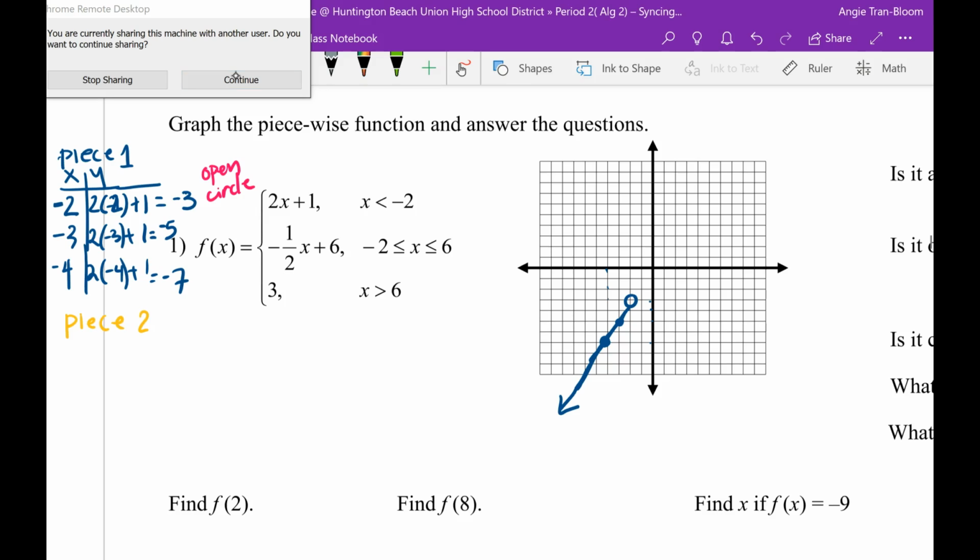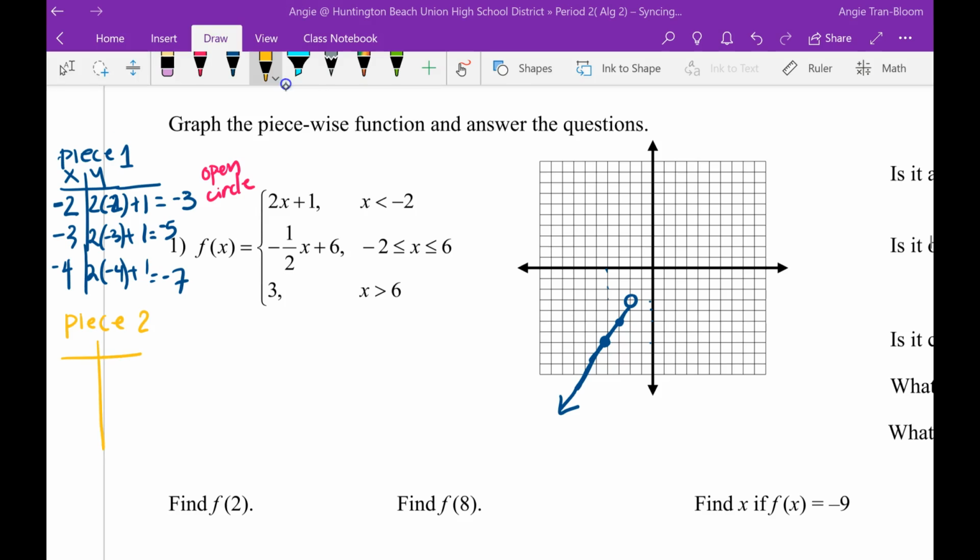That's what I'm going to use next. Look at the restriction for piece 2. What's the smallest value I can use for piece 2? -2. Would that be an open circle or closed? Closed, because it's inclusive. See this equal? What's the largest input I can use of these two? 6. That's my first and second, and then I'll pick one in the middle as well.